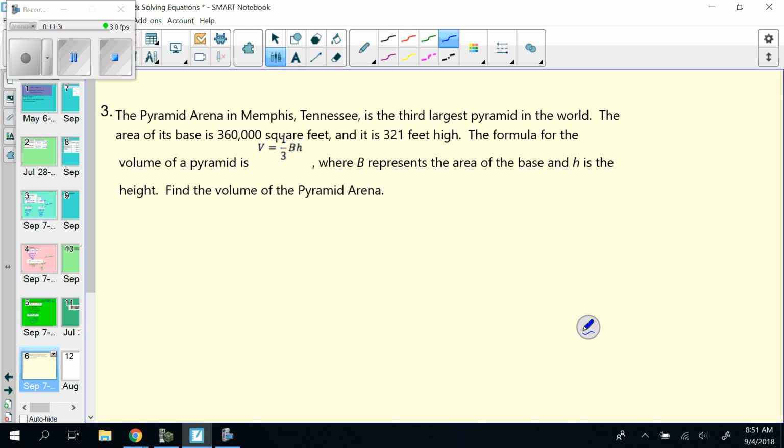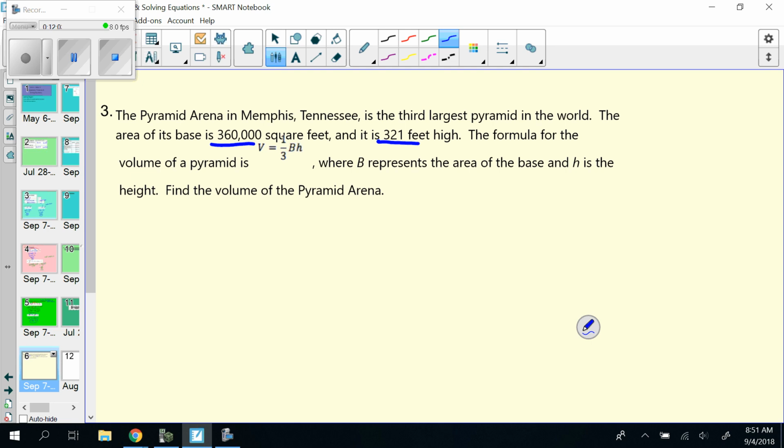All right, some word problems. When going through word problems, try to pick out the important information. If there's any formulas, make sure you see those, and then try to solve it out as best you can. So this one says the pyramid arena in Memphis is the third largest pyramid in the world. The area of its base is 360,000 square feet, and it is 321 feet high.